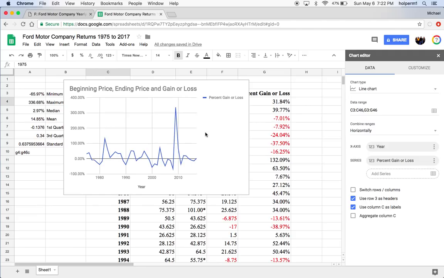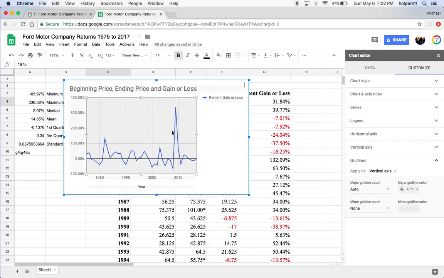Now, this gives us some interesting insight into what was going on in Ford, right? You have that gigantic maximum, which you can see right here, where in 2009 they made 336%. I guess during the recession, Ford got a huge infusion of cash from the federal government that might have caused that huge jump. But other than that, most of the other gains are much closer to the mean or even the median of 14.85 or 2.97%, which would be somewhere right here.